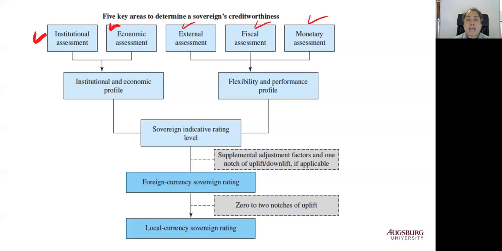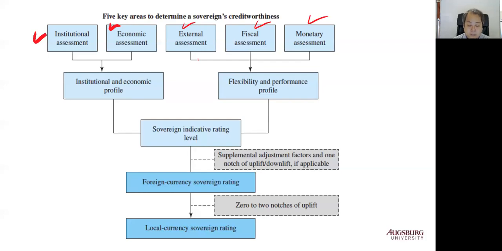The third assessment is external assessment. This external assessment reflects the country's ability to obtain funds from abroad necessary to meet its public and private sector obligations to non-residents. That's called external assessment. So it is very related to the country's competitiveness, exchange rate development, foreign investment sentiment, and ultimately the country's international purchasing and repayment power.